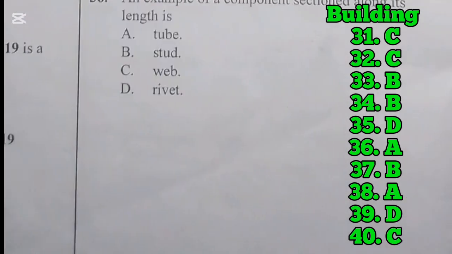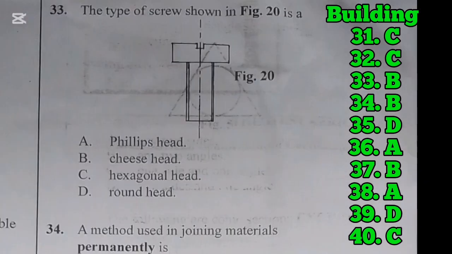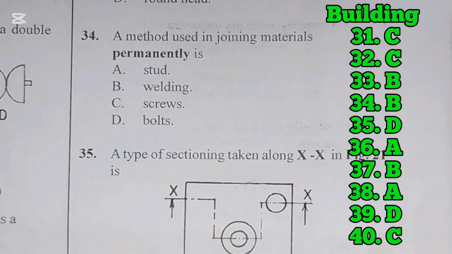Then question 33 here. It's going to be B as well, which is cheese head. This is cheese head. This is not Philips head. Then question 34, the answer is B. A method used in joining material permanently is welding. You cannot dismantle it again. Stud, you can remove the stud. Screw, you can remove the screw. Bolt, you can remove. So the answer there is welding. The same thing goes all through.